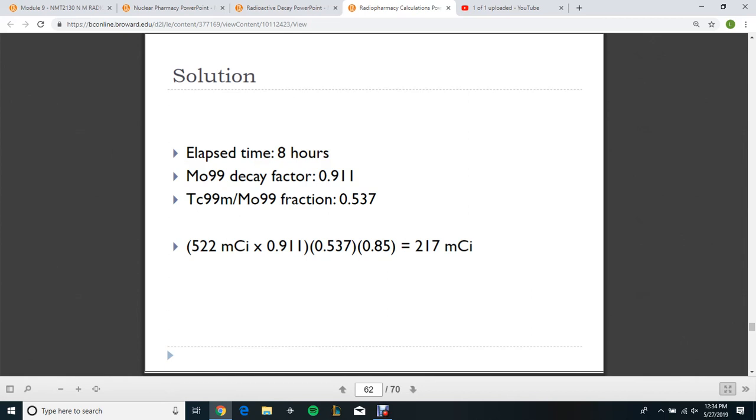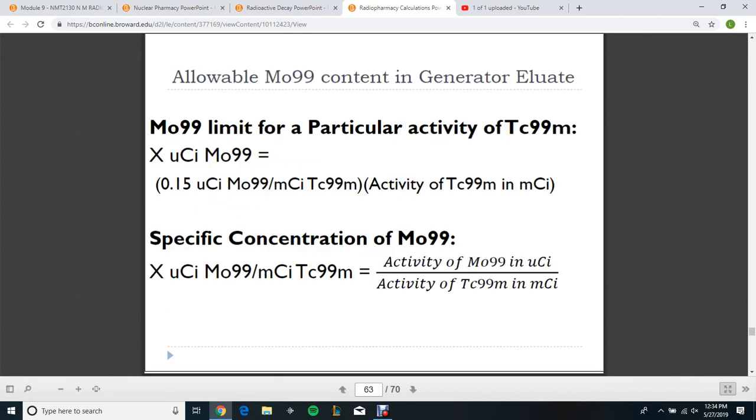So you take the 522 millicuries and multiply that by 0.911. And then you'll multiply that by the fraction, which is 0.537. And then you do the efficiency, which is 0.85. You'll get 217 millicuries.